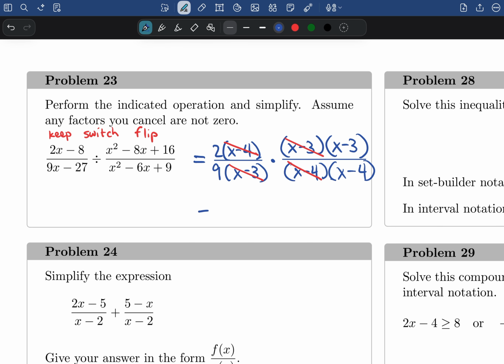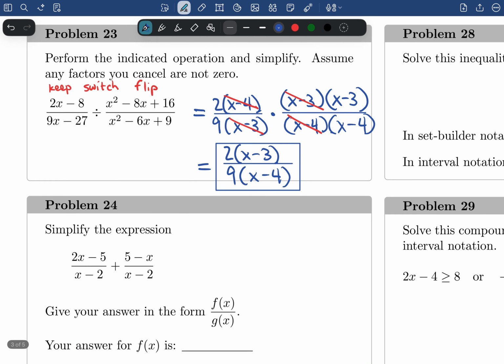And so I write my final result as a single fraction with the remaining factors. On top I have 2 and x minus 3. And on bottom I have 9 and x minus 4. And nothing else reduces. And this is as far as it goes. And if you try to go further, something bad happens to a kitten.